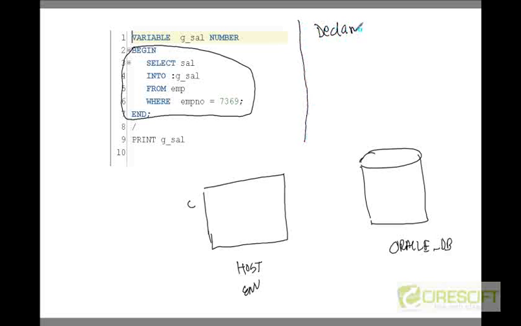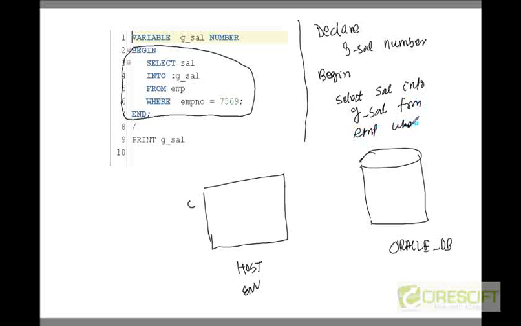So I could have done declare g underscore sal number. Then I do begin, select sal into g underscore sal from emp where empno is equal to, say, 7369. All right. So if I do that, you can see a difference, right?